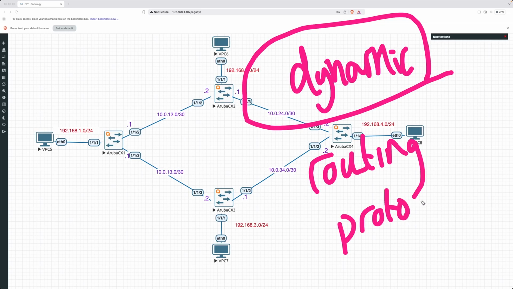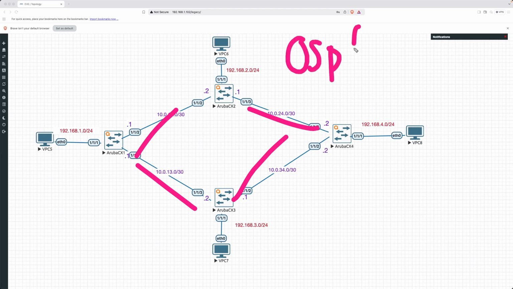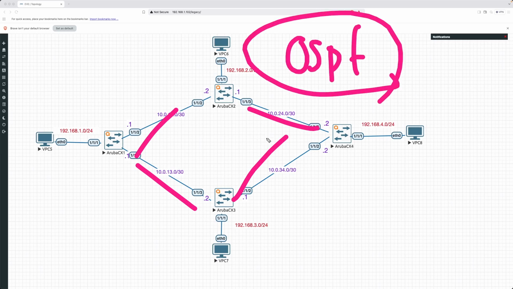That is a protocol running on the devices that is going to allow them to automatically share information about what they know. Now, there are different routing protocols that you can use, but the one that we're going to focus in on in this particular skill is one known as OSPF.